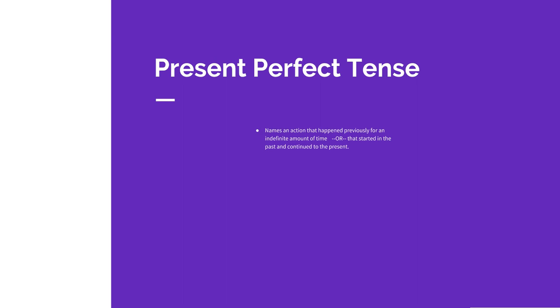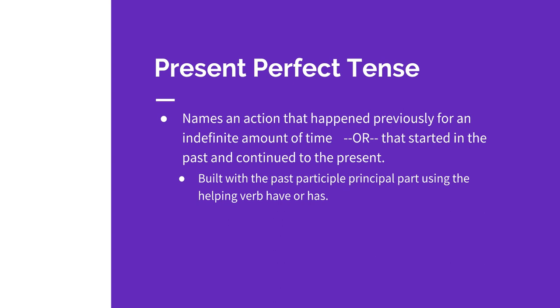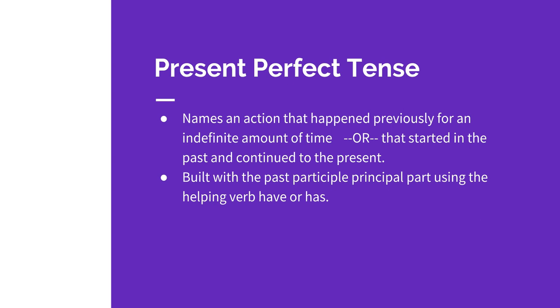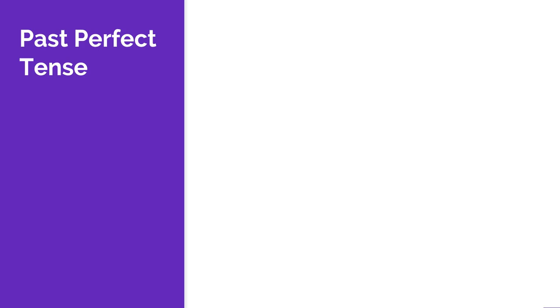So for present perfect tense, we're talking about an action that happened previous to the present point in time, or that started in the past and continued into the present. We build the present perfect using the past participle and the helping verb have or has. For example, I have walked on this path before. She has had the chicken pox since Tuesday.